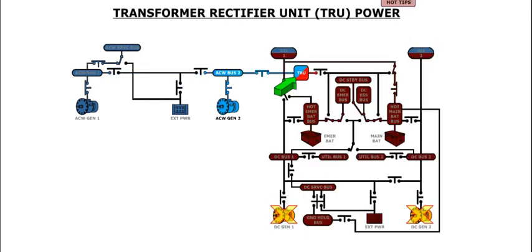In the event both engine-driven DC generators have failed, a transformer rectifier unit, or TRU, converts AC wall power into DC power. This DC power then powers the DC system, which minimizes the draw on the batteries. In this situation, the TRU will be powering the DC emergency bus, the DC standby bus, the DC essential bus, and inverter one.